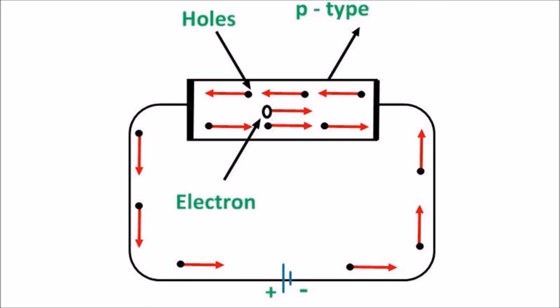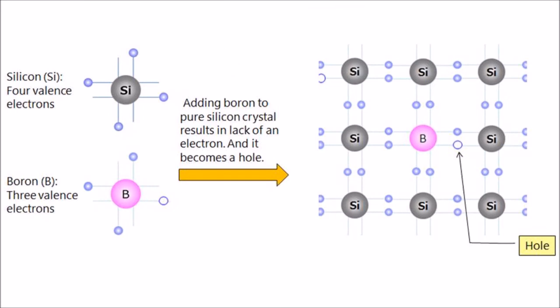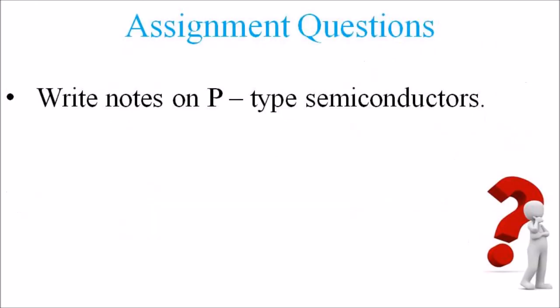So my dear students, these are the basic principles of a p-type semiconductor. As we mentioned, p-type semiconductors are created by doping an intrinsic semiconductor with an electron acceptor element during manufacturing. Hope you have understood this topic.